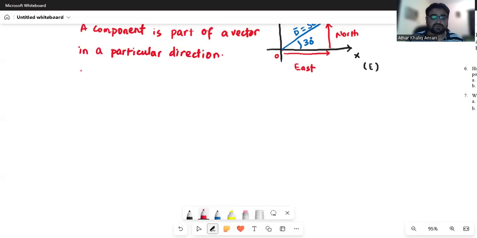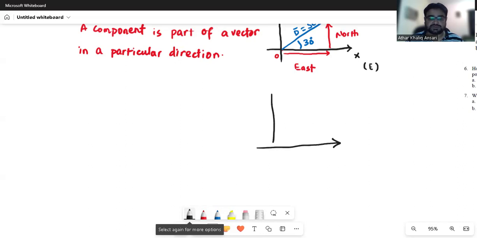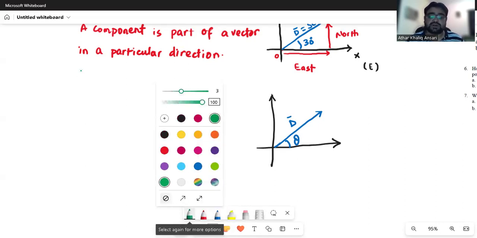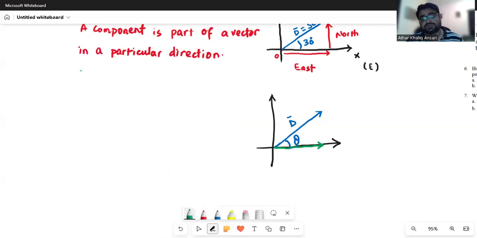For example, if you have this same situation and there is a displacement vector, this is the positive x-axis, this is the positive y-axis. For example, this displacement vector is d, that is making angle theta with the x-axis. So this particular vector has two parts, as I showed you in the previous example. One is along this direction, that is the horizontal direction. So I will name it dx. This is the horizontal component, and the other one that is along the y-axis will be named dy.